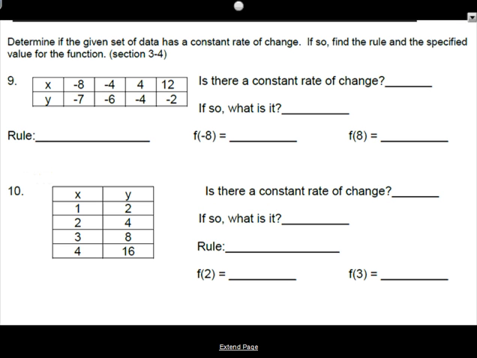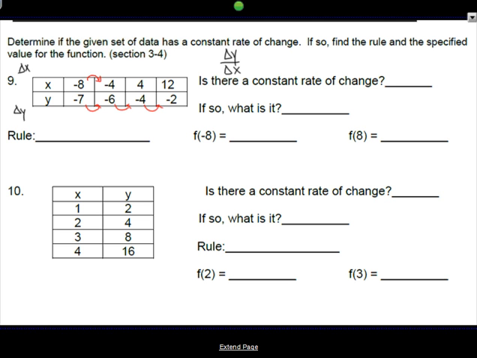Determine if the given set of data has a constant rate of change. If so, find the rule for our rate of change. Here we need to find our delta x and our delta y. Remember our constant rate of change, we're going to be looking at the comparison of delta y over delta x, the change in our y over the change in our x.